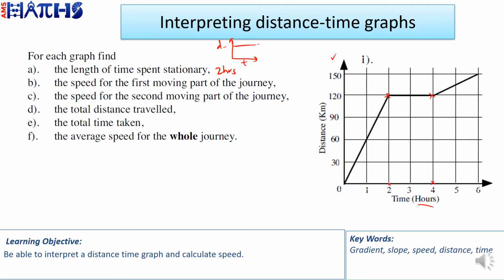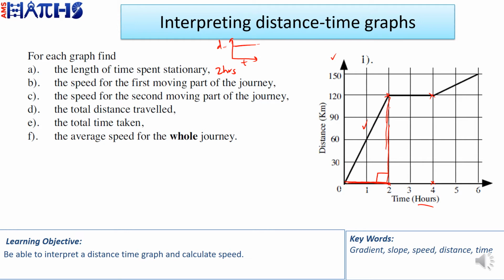Then it says find the speed for the first moving part of the journey. Now the first moving part of the journey is this slant line here. So we need the whole speed. Notice it's steady speed, constant speed, because the line is straight and sloping. So we need this entire right angled triangle. Its gradient will give us the speed.